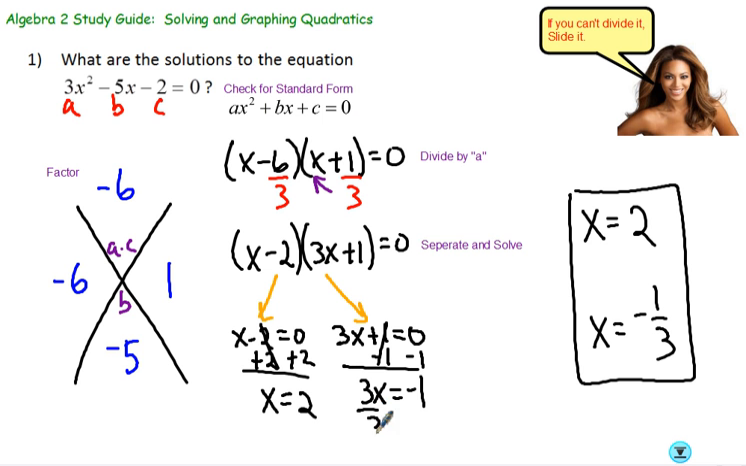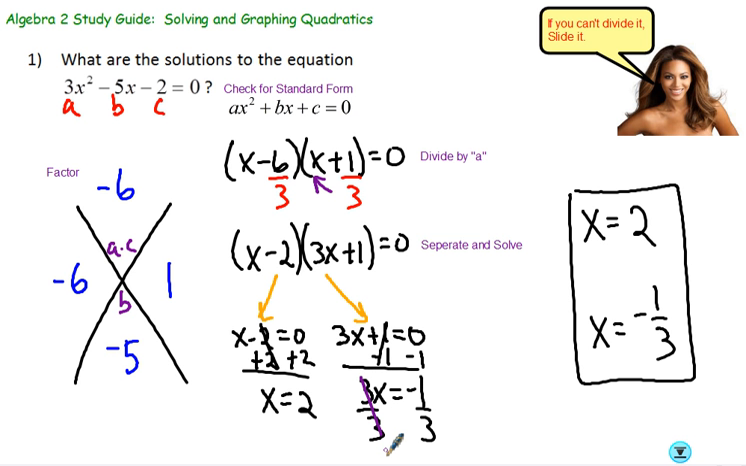Divide both sides by 3. And again, we get a fraction. That's all right. So the 3's cancel each other out, and so you get x equals negative 1/3. And x equals 2. All right, and so let's see.